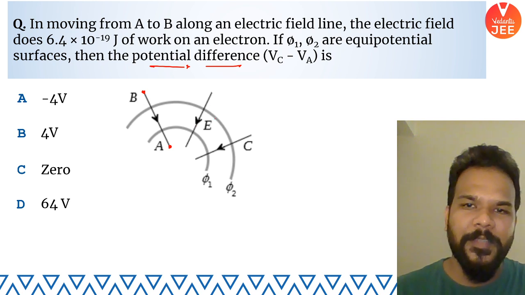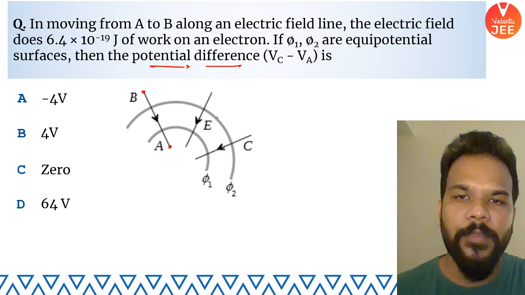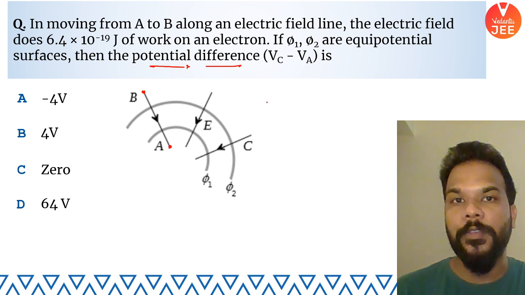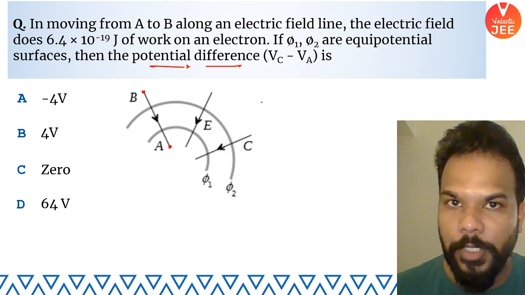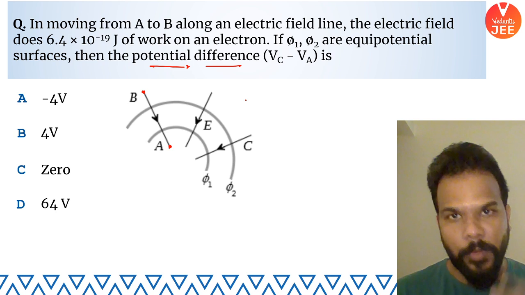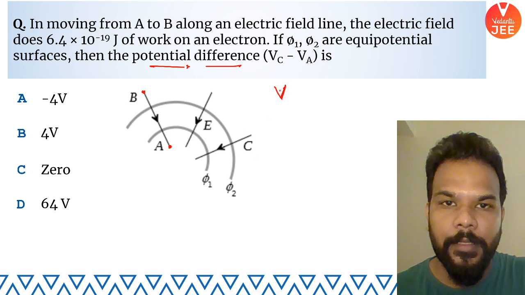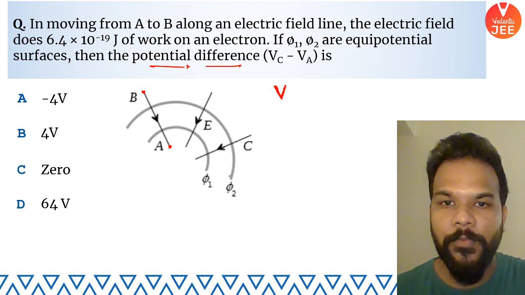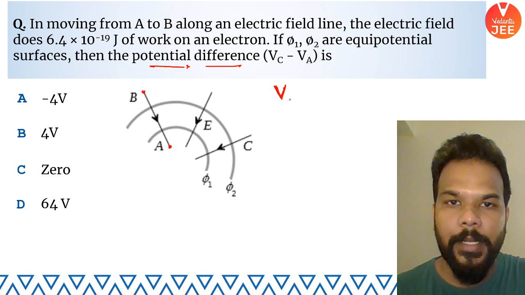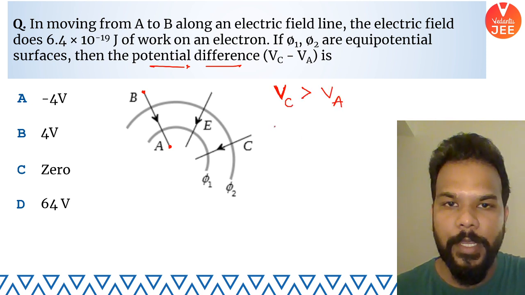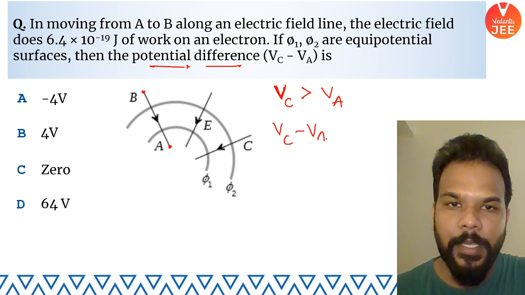If you see properly, guys, the direction of the electric field, as we know, is always towards the decreasing potential. The electric field lines will always go from higher potential to lower potential. So surely we can say that the electric field lines are going from phi2 to phi1. So that is basically telling us that the value of potential Vc is greater than the potential Va. So Vc minus Va is definitely going to be a positive potential.